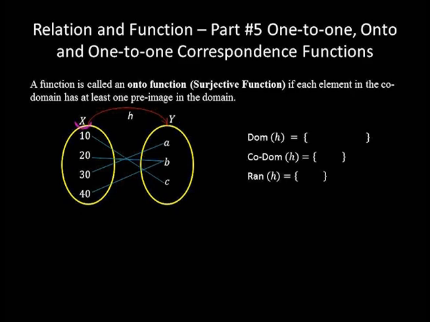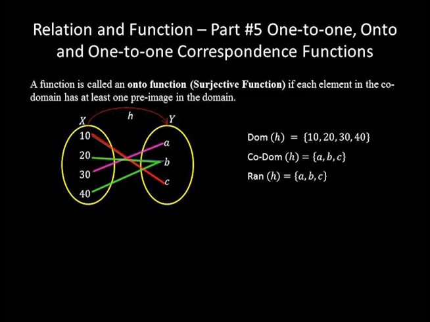From the given diagram, we can find the domain, codomain, and range of function h. Domains are values of x, which are 10, 20, 30, and 40. Codomains are values of y. These are a, b, and c. Ranges are values in the codomain which relate to at least one element in the domain. All values in the codomain are related to at least one element in the domain. A relates to 30, B relates to 20 and 40, and C relates to 10. Therefore, all values of y, or all values of the codomain, are part of the range.